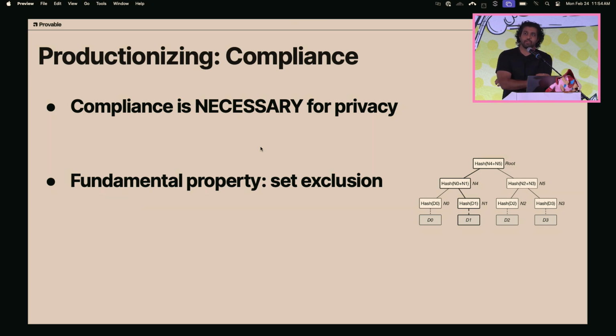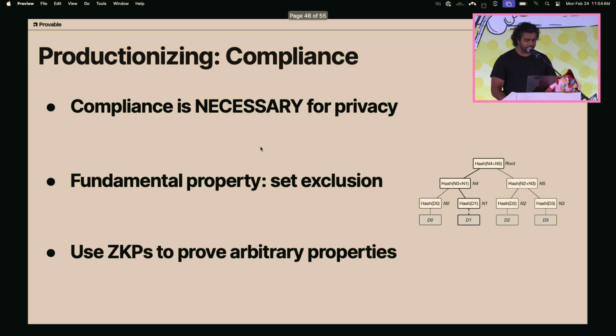Now, at a very base level, if you're looking at compliance for private transfers, the basic thing you need to do is make sure that a party interacting doesn't come from a set of blacklisted addresses. This fundamental idea boils down to something known as set exclusion. And we know how to do this with Merkle proofs. It's fairly straightforward, and it's also fairly straightforward to instantiate these in zero-knowledge proofs themselves. But other than set exclusion, you can do a lot more interesting things.